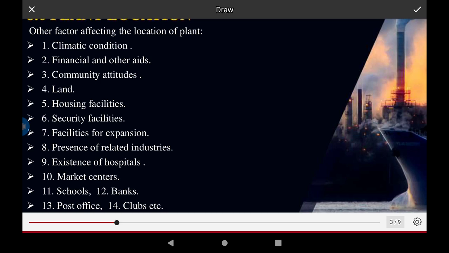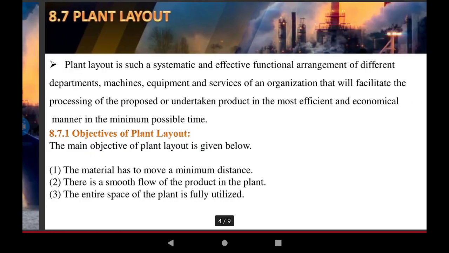The plant should also be near the post office and clubs, which people require for the transportation of letters and exchange of information. All these factors are very important for the plant location.